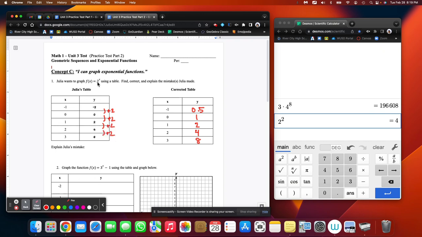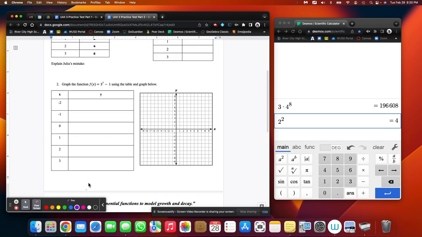So I think what she did was instead of raising it to the power, she just multiplied 2 times the x value. So Julia used multiplication to get the y values instead of an exponent. So she basically said, oh, to get 2, she did 2 times 1. For this to get 4, she did 2 times 2. To get 6, she said 2 times 3. And what she should have been doing is 2 to the first power, 2 to the second power, and 2 to the third power. So she was using the x values as multiplication instead of an exponent.